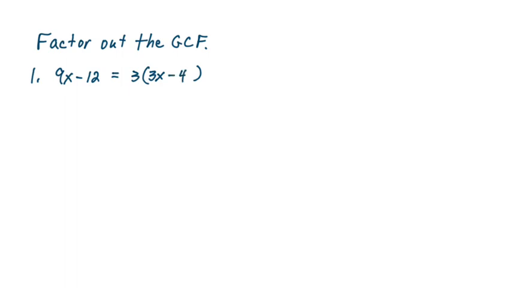Now again, you can look inside the parentheses and you can see we have no common factors. So we are confident we got the GCF. And also if we distribute, we should get back to where we started. 3 times 3x is 9x, and 3 times a minus 4 is negative 12, which is a minus 12. And so we do get back to where we started by multiplying. Let's go ahead and look at another one.